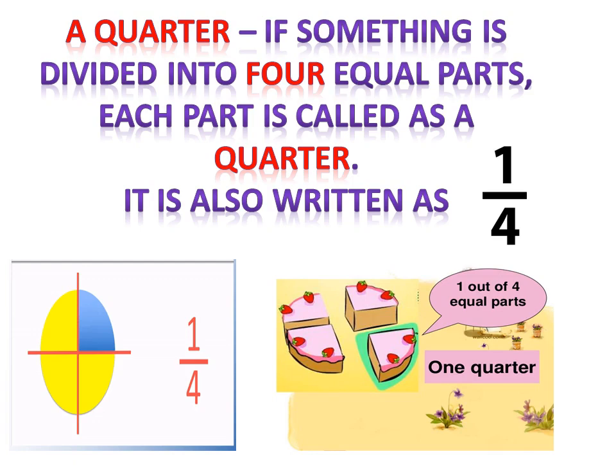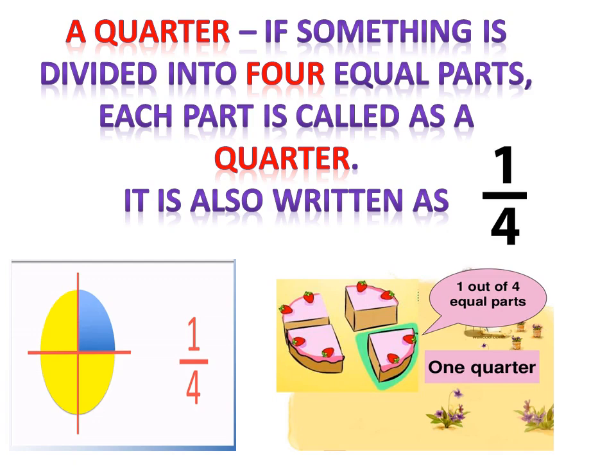Now, let's learn about a quarter. If something is divided into four equal parts, each part is called a quarter part. It is also written as 1/4. Children, the sleeping line is also called 'upon'. It is read as 1 upon 4.